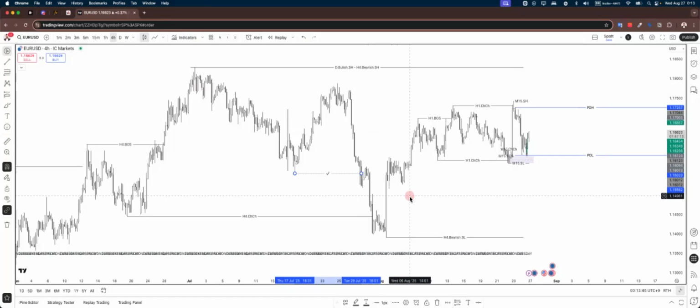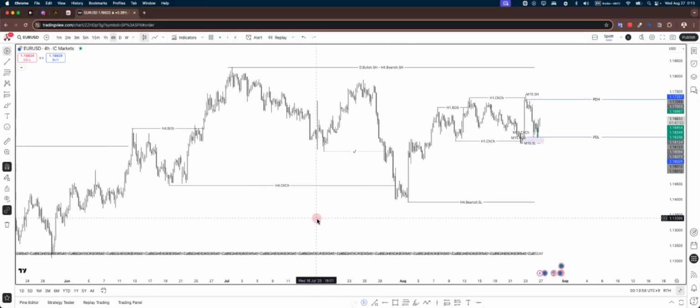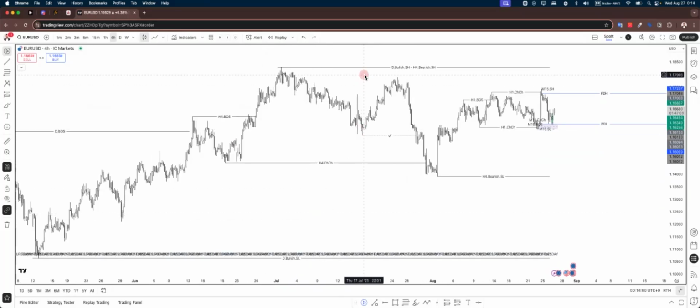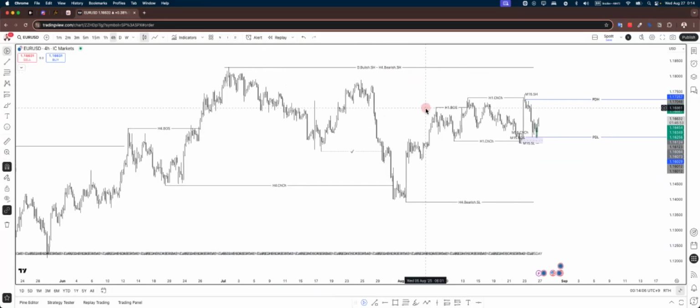Because we are intraday traders, we focus mainly on the M15, but it's necessary to understand how the higher time frames are playing in terms of price and direction. And something I didn't say before, the daily time frame is bullish and the H4 time frame is bearish.